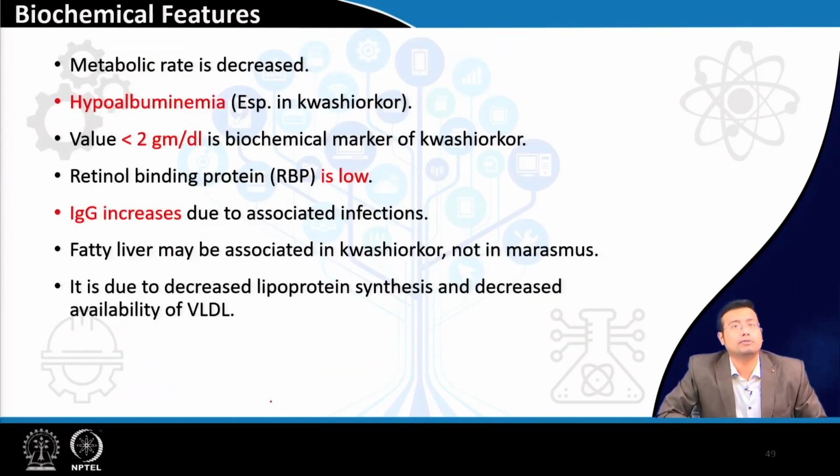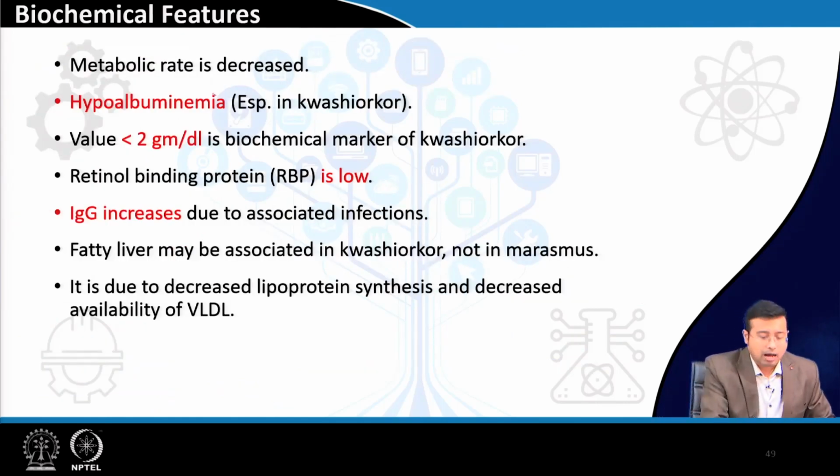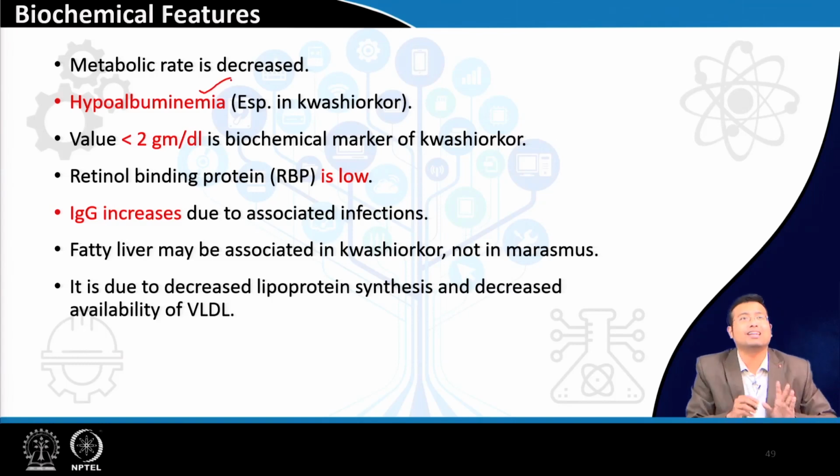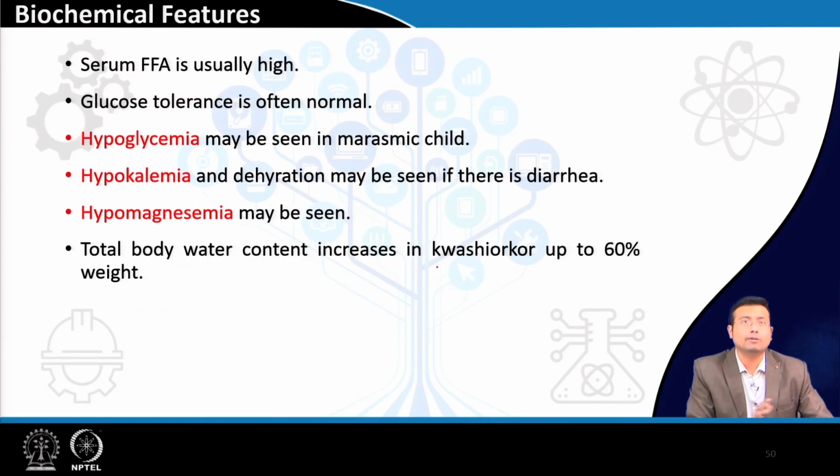So, what are the biochemical features, the things that we are here for? Hypoalbuminemia happens in both, especially in kwashiorkor, and a value less than 2 gram per deciliter is a biochemical marker of kwashiorkor. RBP, retinol binding protein, low. Immunoglobulin high due to increased infections. Fatty liver may be present in kwashiorkor due to altered lipoprotein metabolism. Fatty liver may not be present in marasmus. Serum free fatty acids usually high, alright.